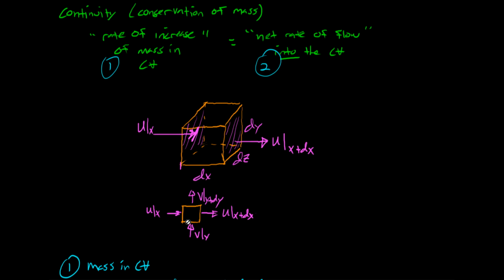Looking at this thing from the side, same thing happens in the y direction. Flow comes in at a value y, and it comes out at the value y plus dy. So that's the basic setup. Now let's work on this in two different parts. First, let's find the rate of increase of mass in the control volume.